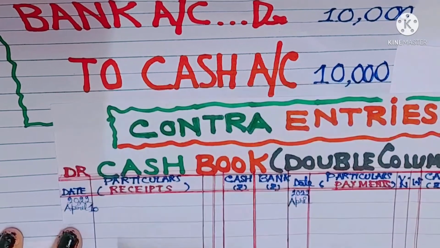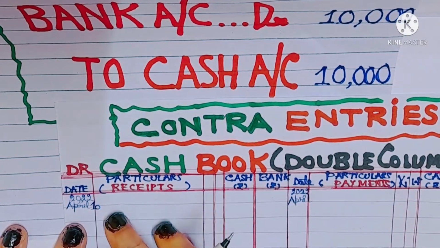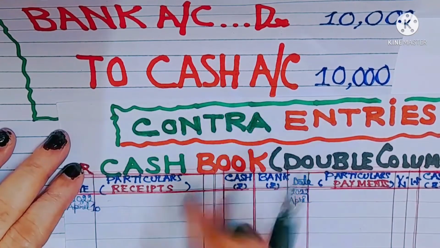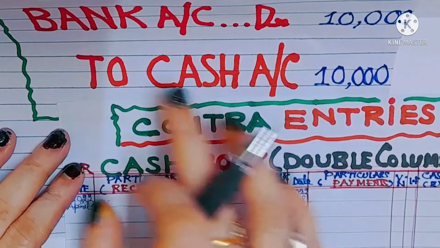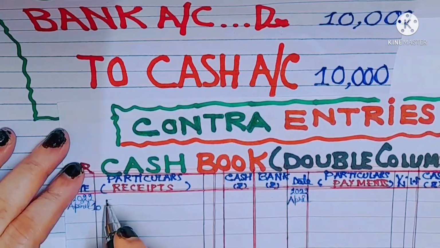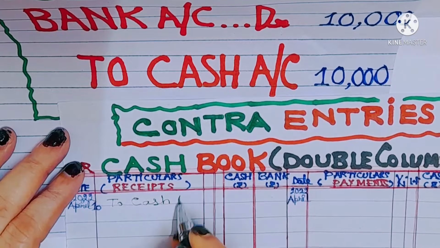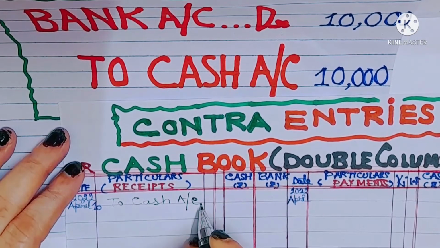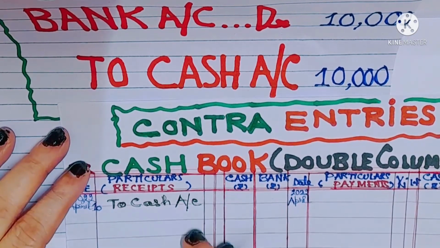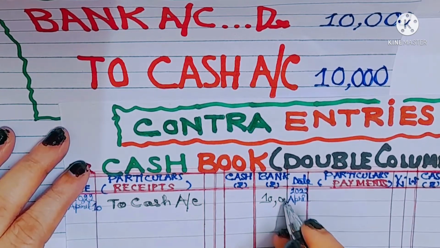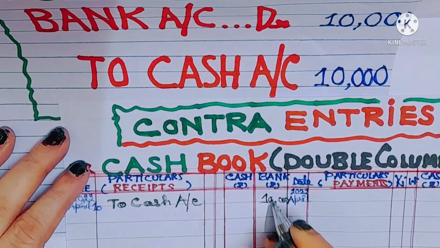So let's write. So see, bank account to cash account. So we'll write on 10th April 2022. So we'll write bank account debit to cash account. Bank account at position debit. So cash account will also be on the debit side to cash account. So bank account debit to cash account 10,000. We'll have to write in the bank column.